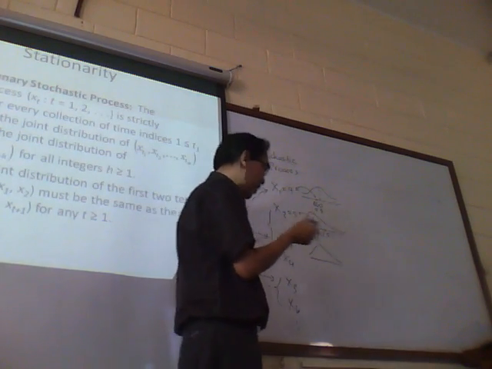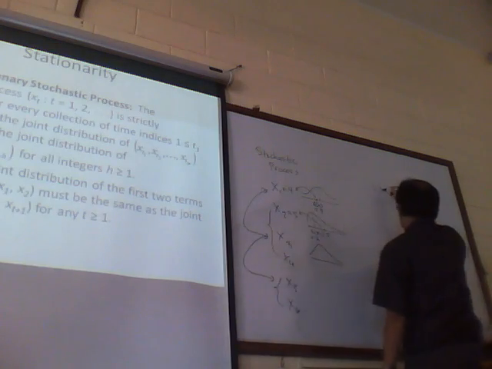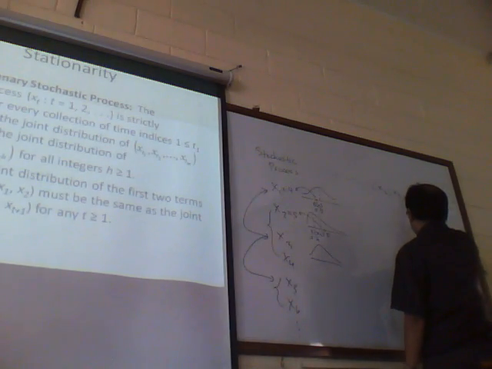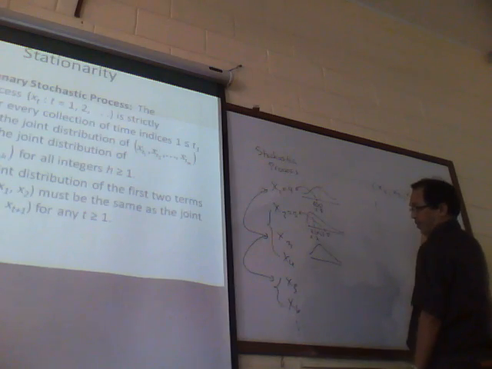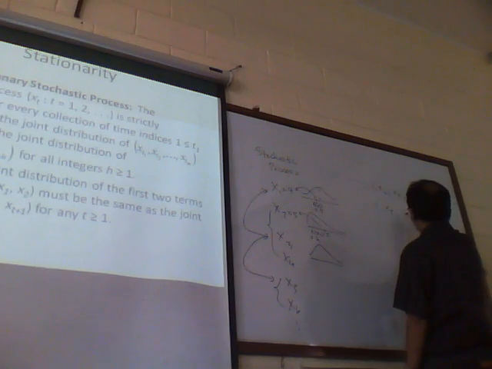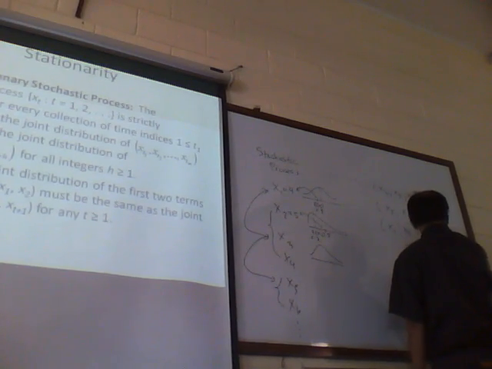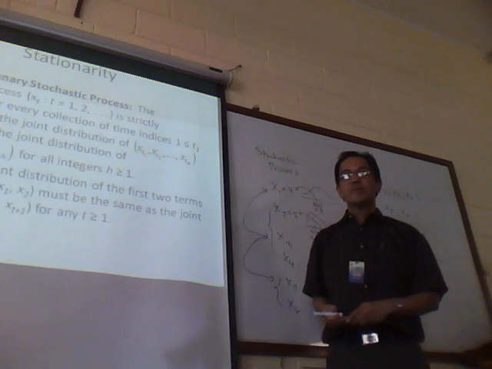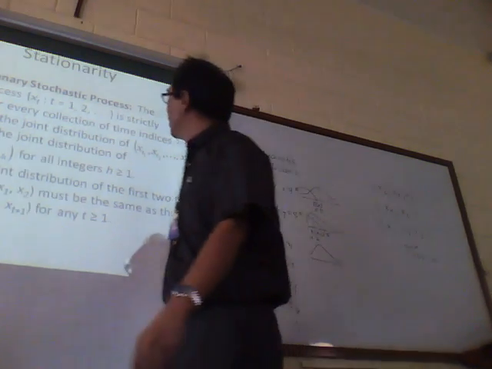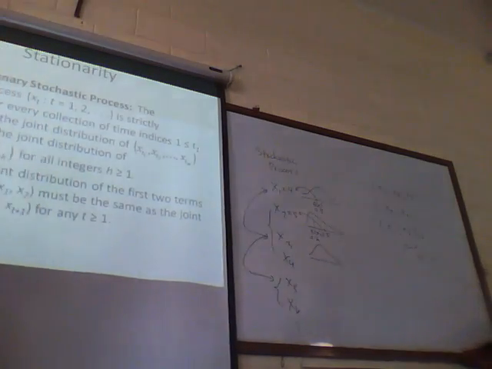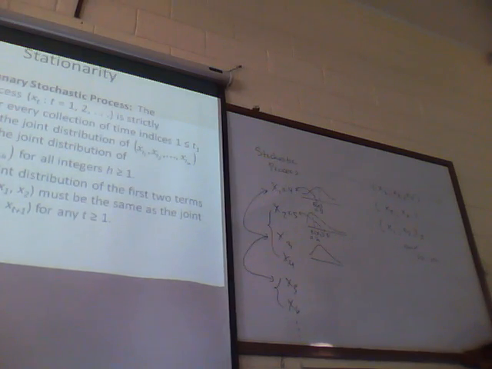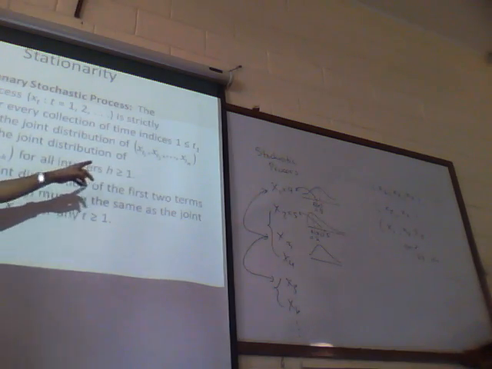Alright? So I can have x2, x3, x4. I can have x5, x6. I can have x1, x3, x5, and so on. Okay? Now, for every collection of time indices, you have a joint distribution. Okay, let's now tackle this.